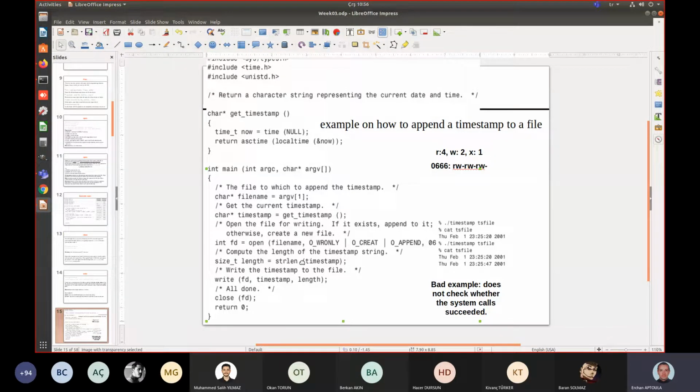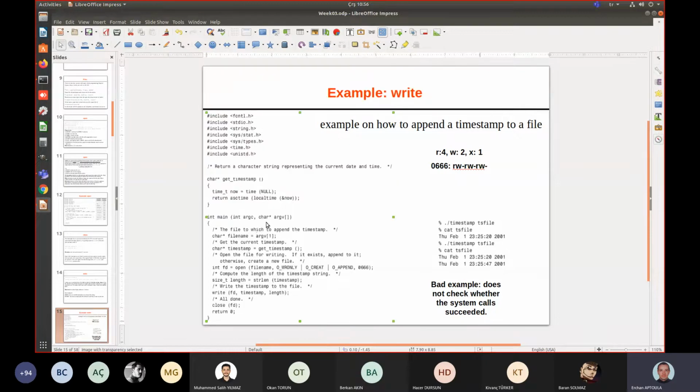We calculate the length of the message to write using strlen, and we simply use write in order to write it. Of course, this is a bad example. Why is it a bad example? Because we are not checking whether those system calls have failed or succeeded. Write can fail, close can fail, open can fail, anything can fail. This is a bad example. This is here only to show you how to use the write command.